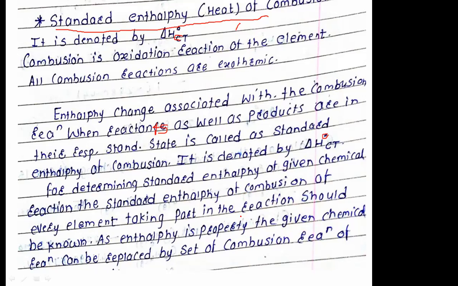So I request everybody to write down at least this definition. Enthalpy change associated with the combustion reaction when reactants as well as products are in their respective standard state is called the standard enthalpy of combustion, and it is denoted by the letter delta H standard C. Give me a chat when your write-up is over, so that I can proceed. 2 minutes are sufficient, I think.